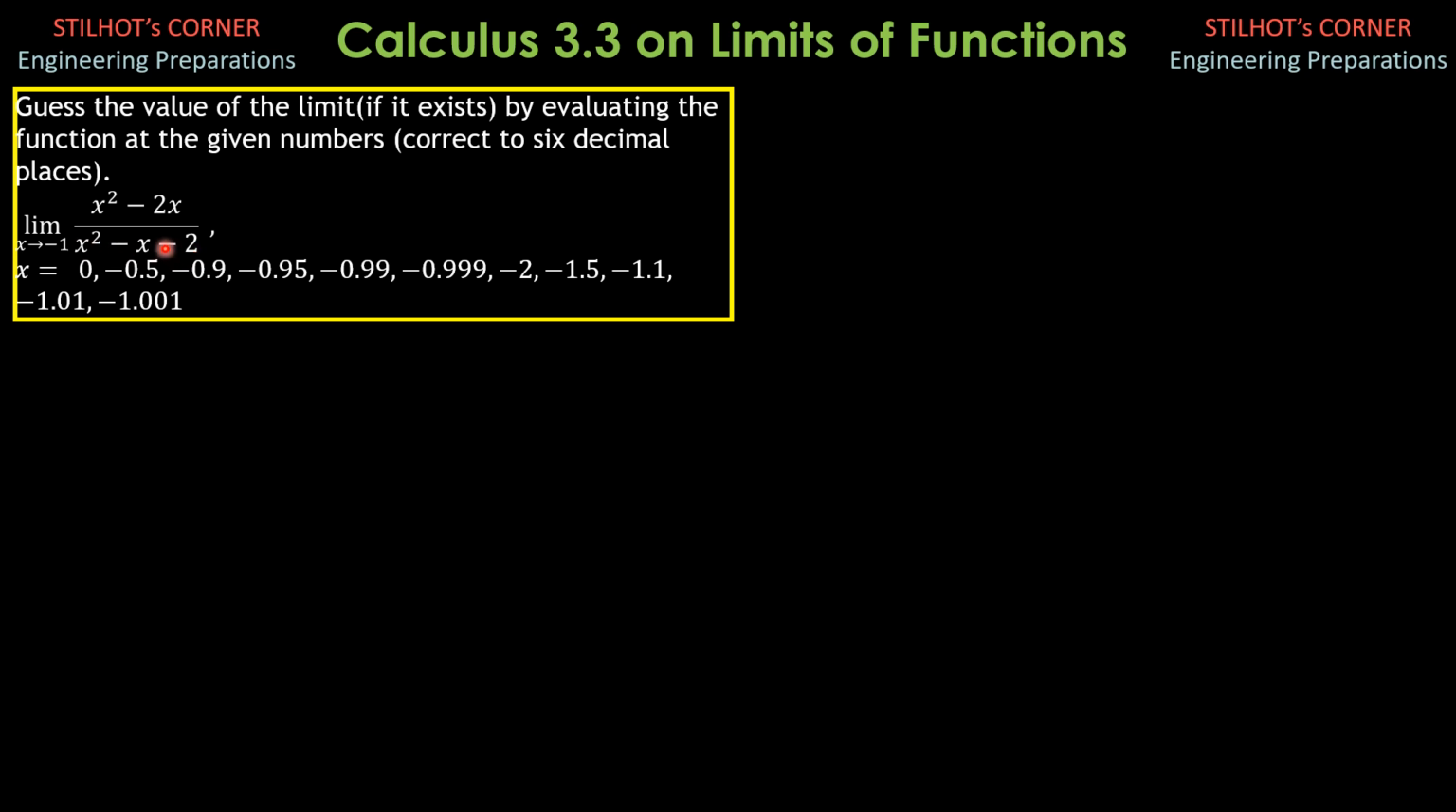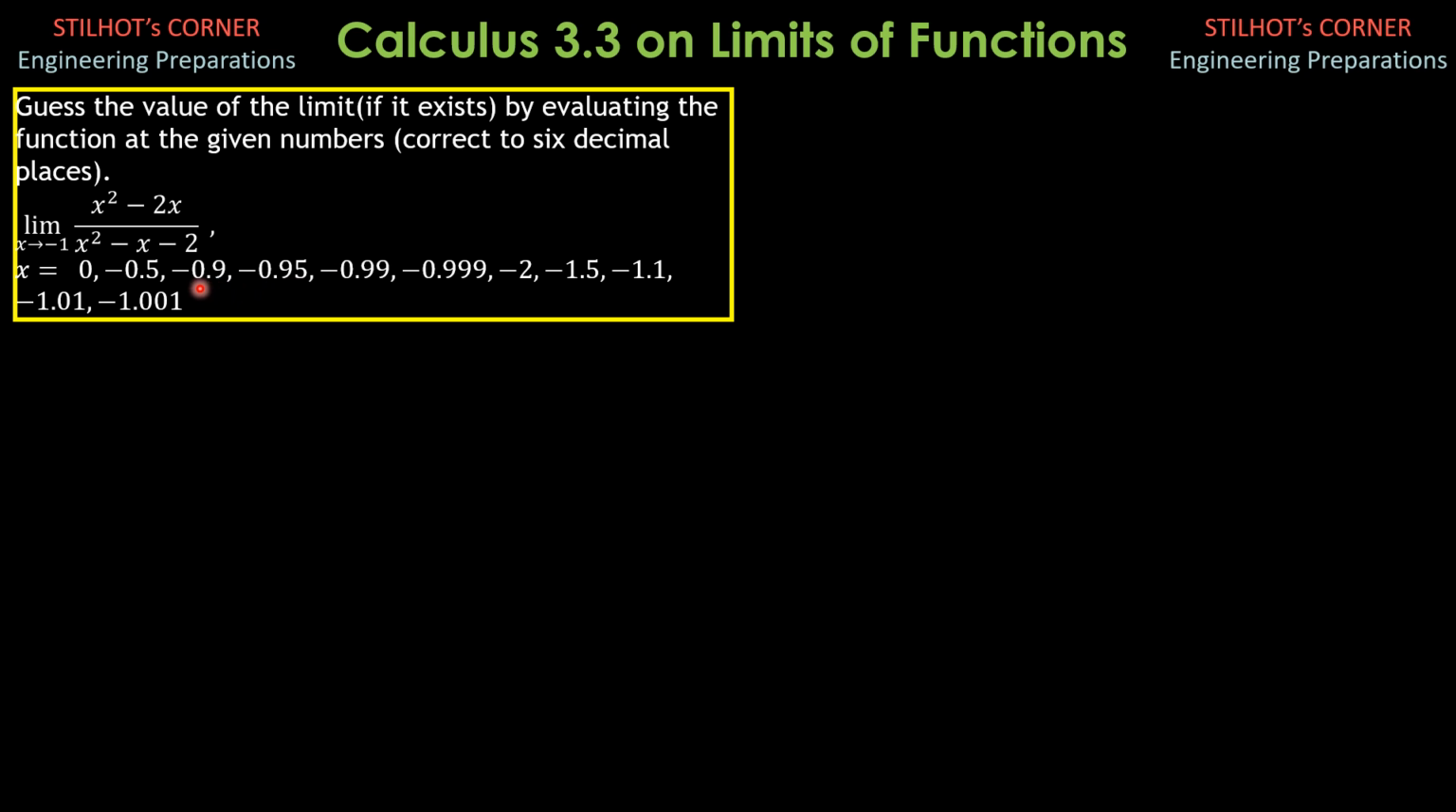So this means that because the numerator has no x plus 1 as a factor and does not approach 0, we are sure, supposedly, that since only the denominator is approaching 0, the limit of this function does not exist. So we will verify that as we substitute these values here.